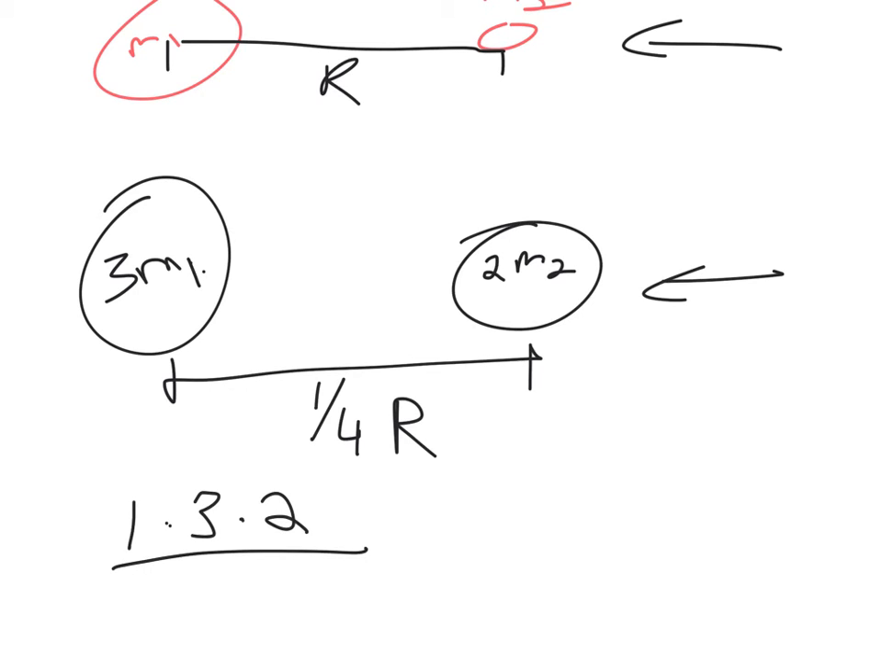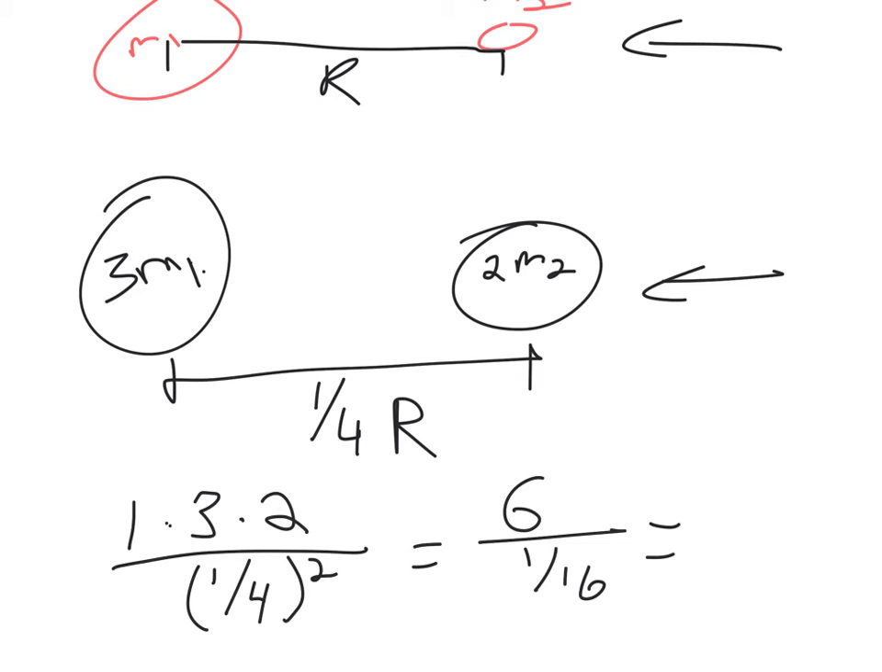On the bottom, our radius is now a fourth, but that needs to be squared. So what we've got is 6 over 1/16, which is the same as 6 times 16, which is going to be 96, I believe. Yeah, 96. So the force of gravity between these two planets is 96 times greater than it was in the first setup.